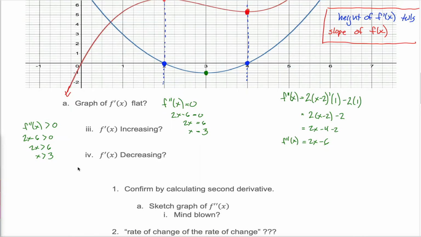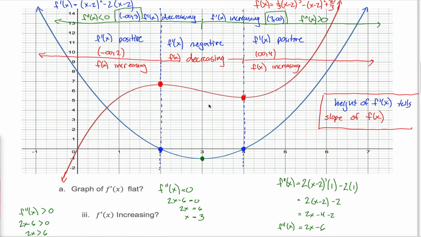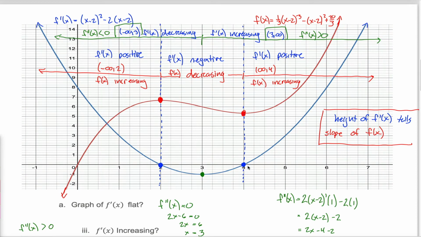And I probably don't even need to do it for you, but for completeness' sake, the second derivative is less than 0 when 2x minus 6 is less than 0. So 2x is less than 6, so x is less than 3. My first derivative is decreasing when my second derivative is less than 0, which happens over here from negative infinity to 3. And you're like, yeah, all right, I guess that's cool that we can do the same analysis on the graph in blue as we did on the graph in red.